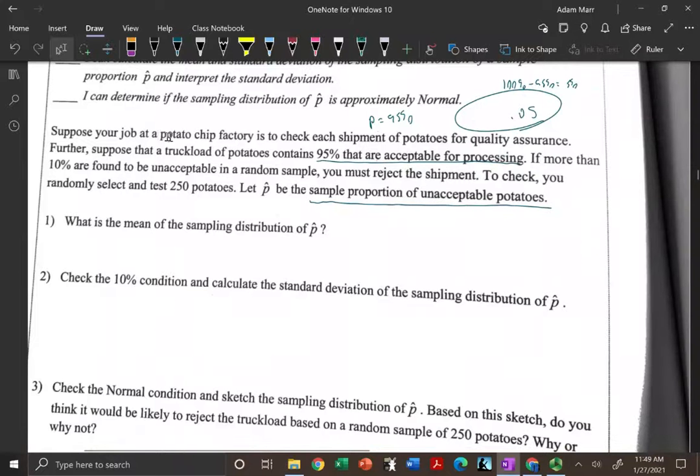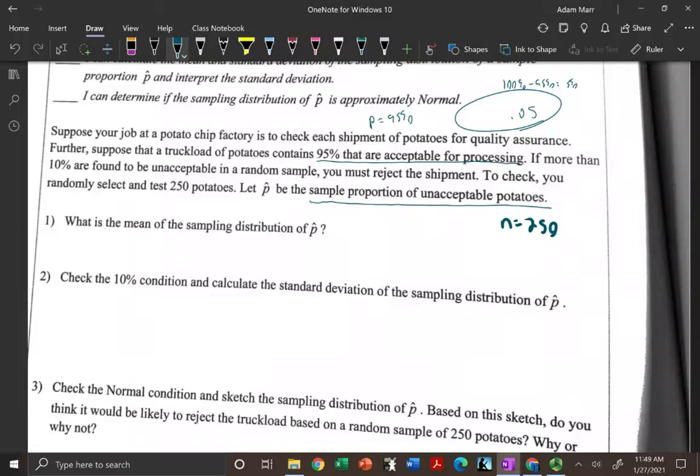All right, suppose that your job at a potato chip factory is to check each shipment of potatoes for quality assurance. Furthermore, suppose that a truckload of potatoes contains 95% that are acceptable for processing. If more than 10% are found to be unacceptable in a random sample, you have to reject the shipment. To check, you randomly select and test 250 potatoes. So I'm just going to write some notes here. My n size is 250. P hat is the sample proportion of unacceptable potatoes.